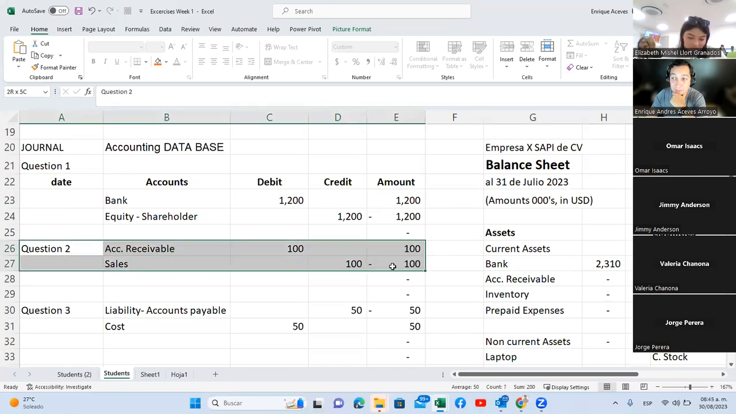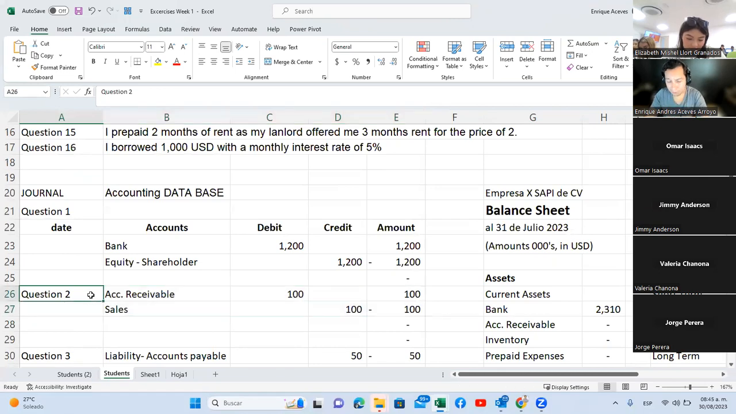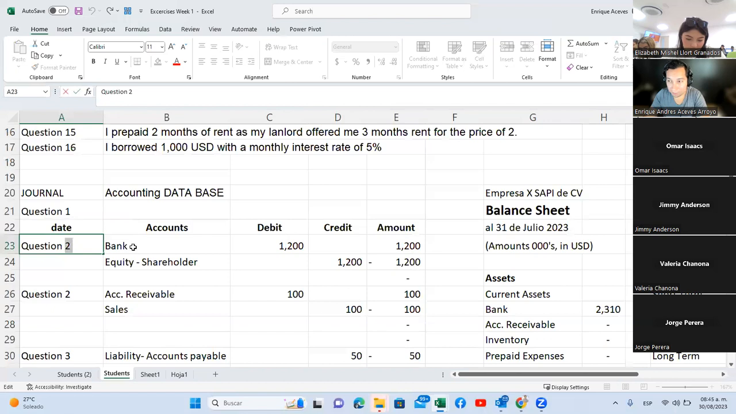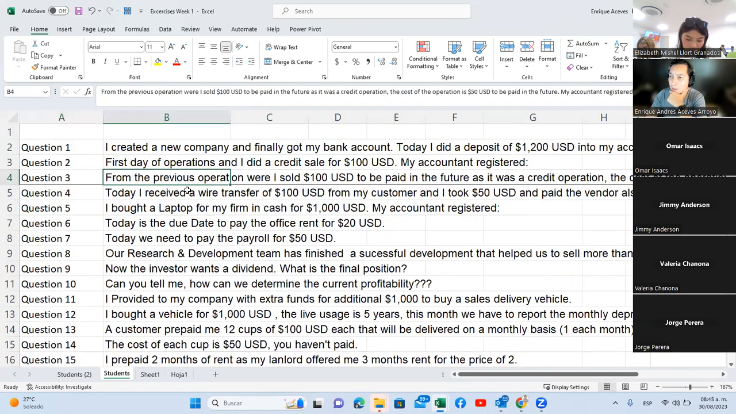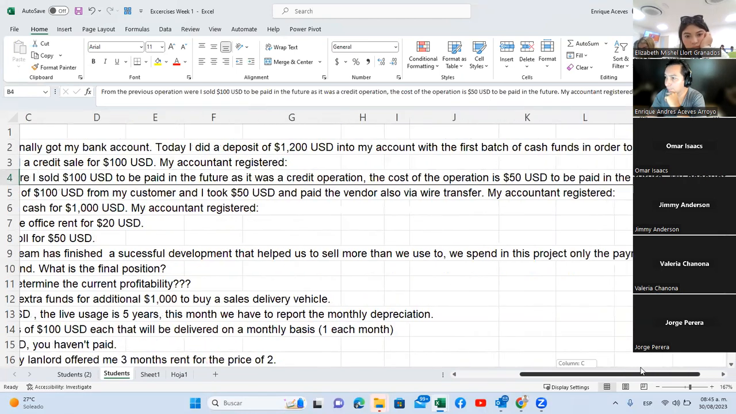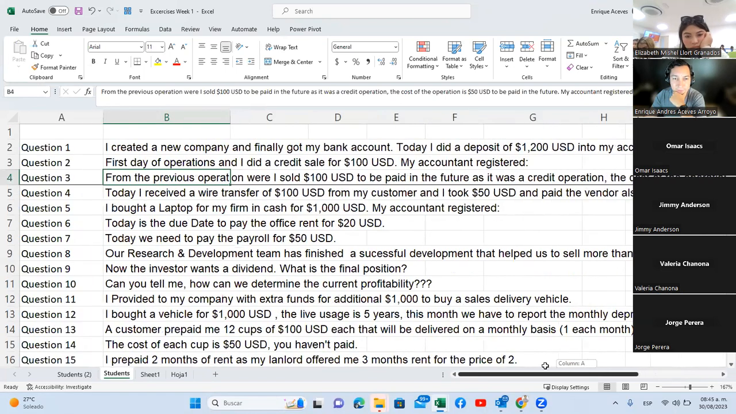And please create your register. This is how your register should look. Let's put here question 1. Instead of the date, I will put question 1. Don't worry about the dates right now. From the previous operation where I sold $100 to be paid in the future as it was a credit operation, the cost of the operation is $50 to be paid in the future.